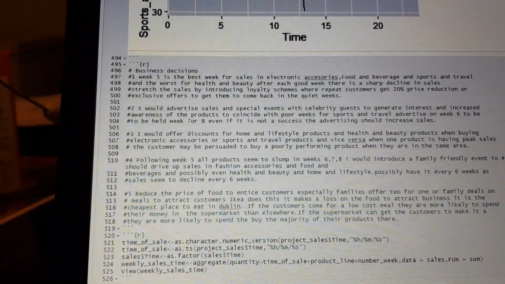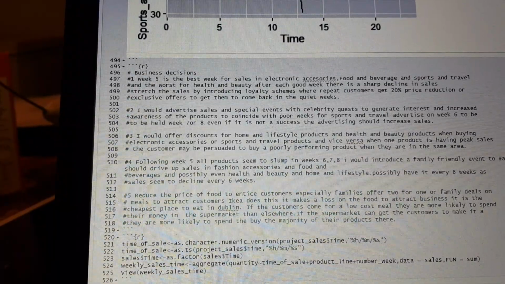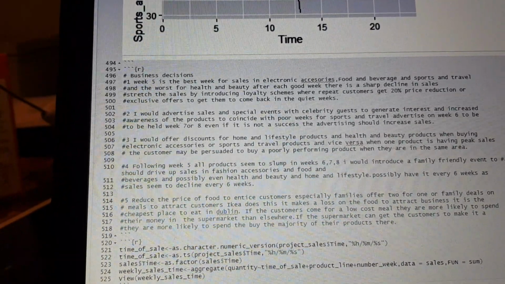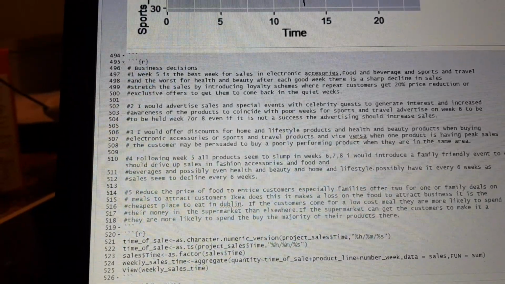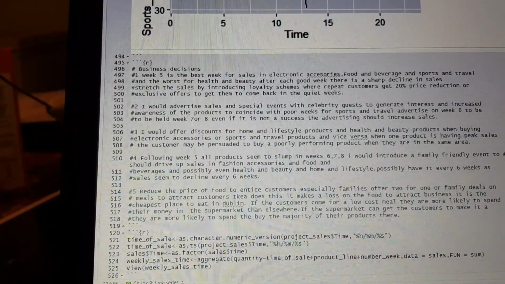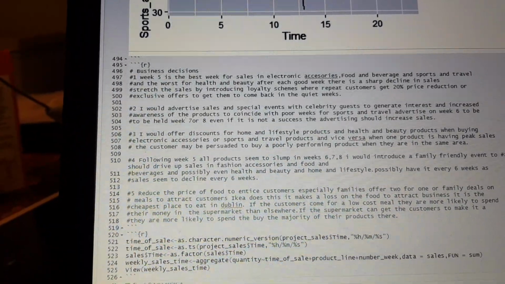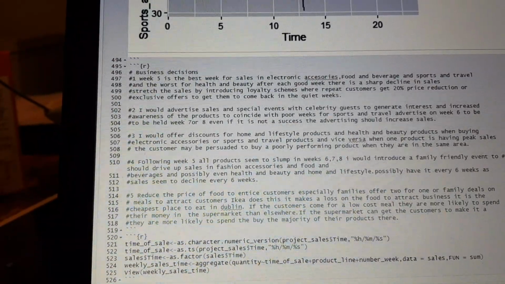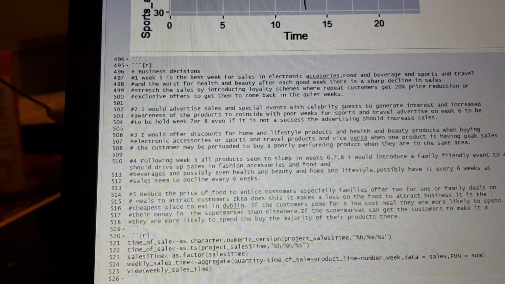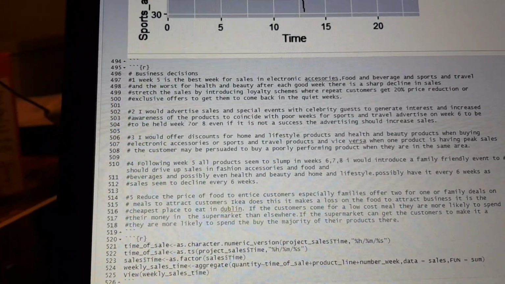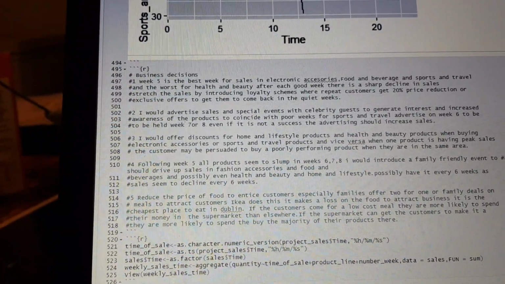To coincide with poor weeks for sports and travel, advertise on week 6 to be held in week 7 or 8. Even if not a success, the advertising should increase sales. Number 3, I would offer discounts for home and lifestyle products and health and beauty when buying electronic accessories or sports and travel products, and vice versa. When one product is having peak sales, the customer may be persuaded to buy a poorly performing product in the same area.